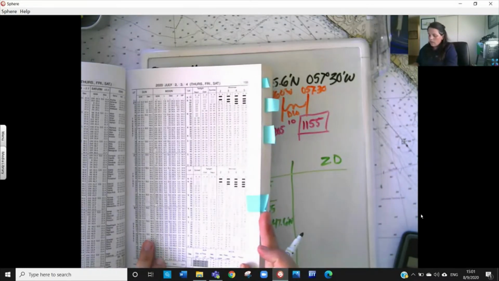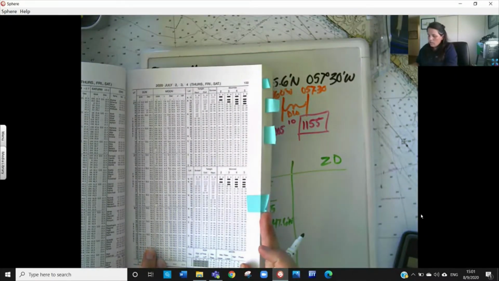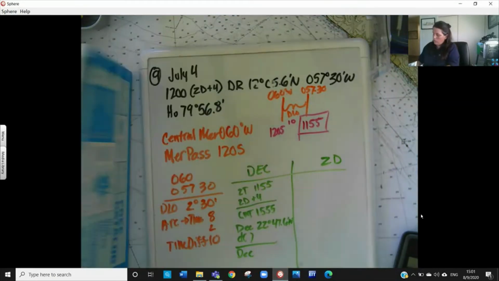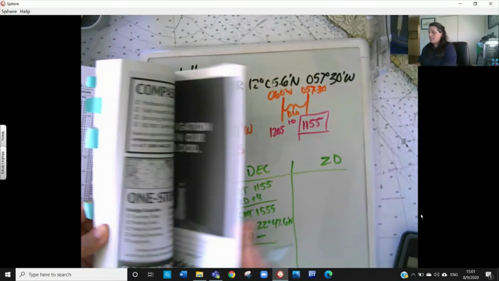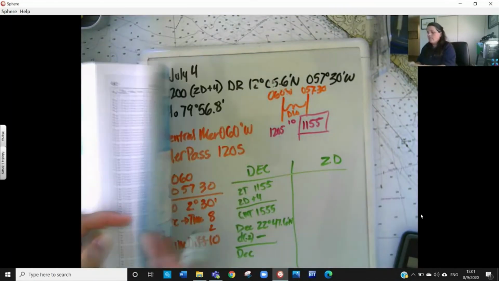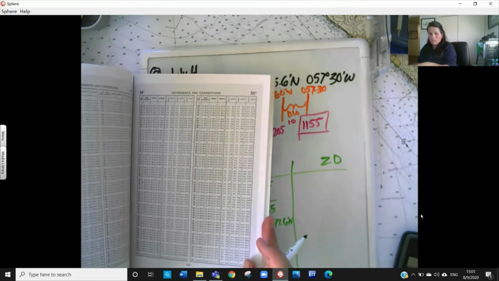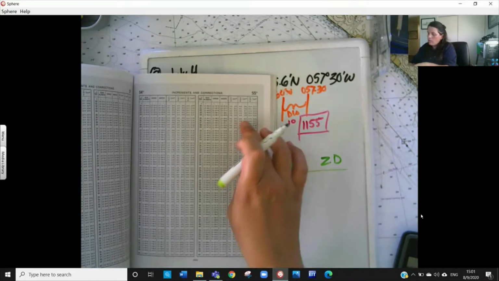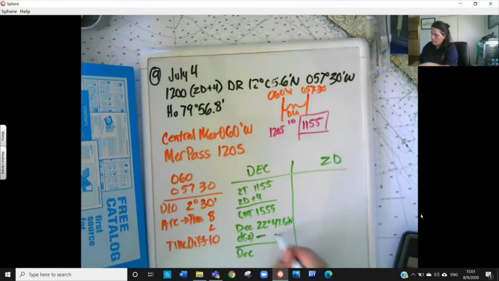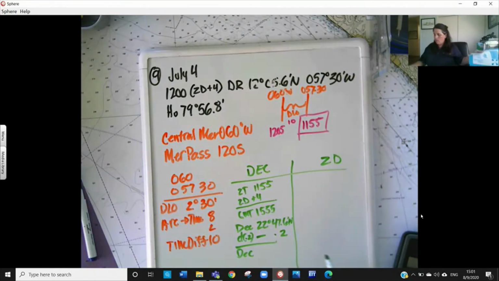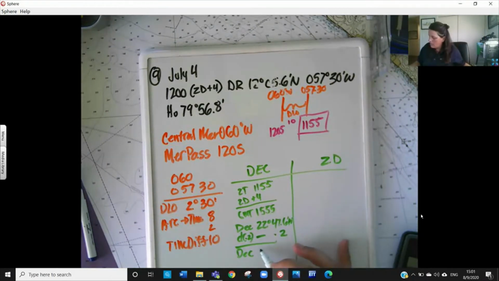And we are decreasing by 0.2. So I go to the minutes and seconds and find 55. 0.2 is going to give me 0.2. So I have a declination of 22 degrees 47.4 north.